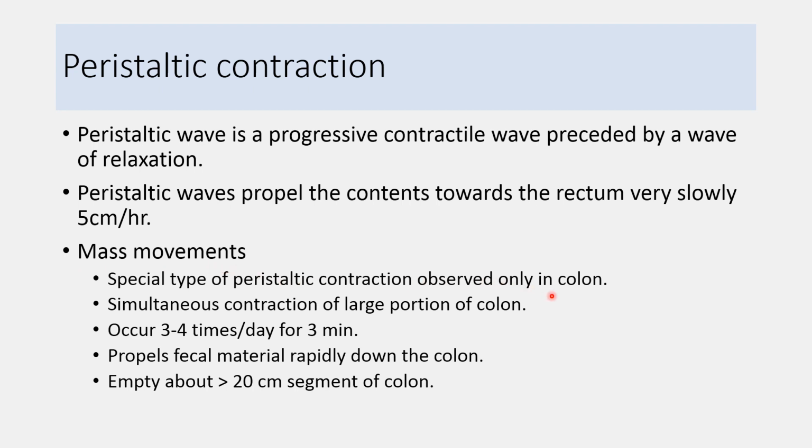Mass movements occur only in the colon, and this is the simultaneous contraction of a large portion of the colon. Mass movements occur about 3 to 4 times per day, and each lasts for about 3 minutes. They propel fecal material rapidly down the colon and empty a segment of more than 20 centimeters of the colon.